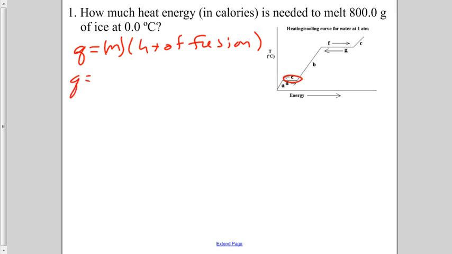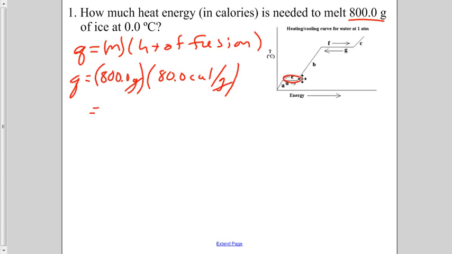And so Q is going to equal the mass of the water, which is going to be 800.0 grams. And the heat of fusion of water is 80.0 calories per gram. So grams and grams will cancel, giving you calories. And this works out to be 6.40 times 10 to the 4th calories. So again, if there's no temperature change, it's just the mass times the heat of whatever phase change is taking place.